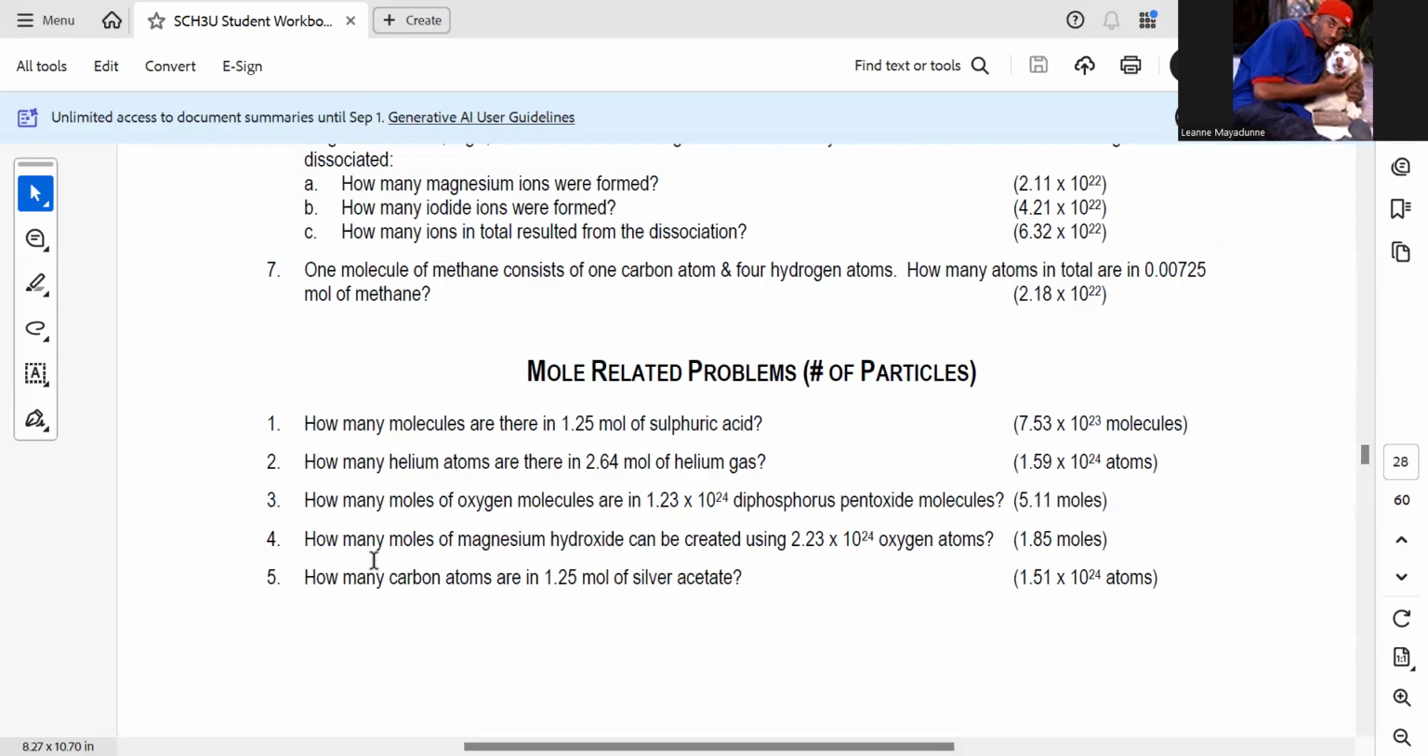Okay. So whenever you have a compound, you can find out the number of atoms if you know the compound. Okay. Do the third one.